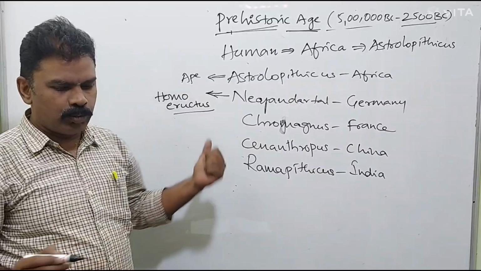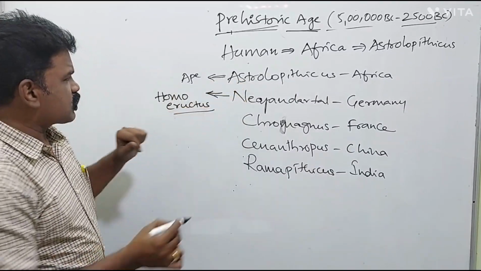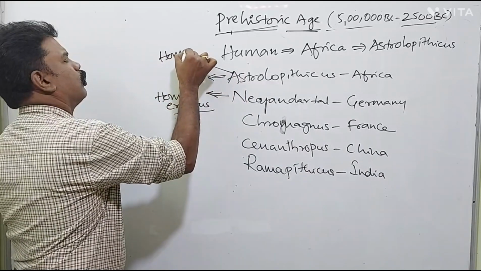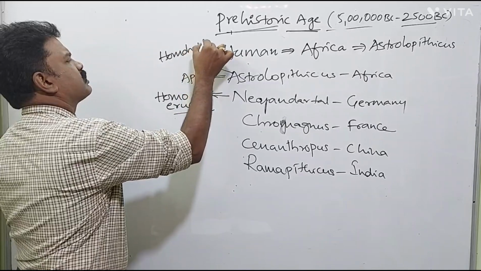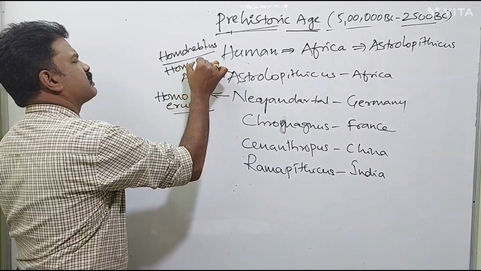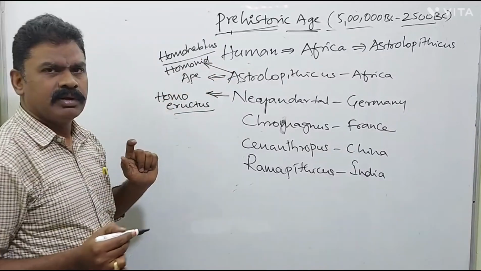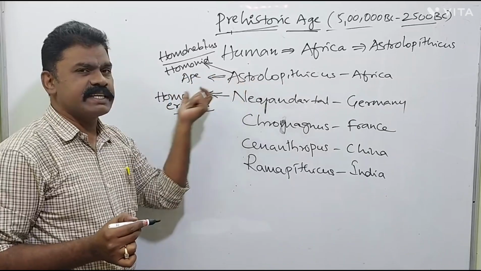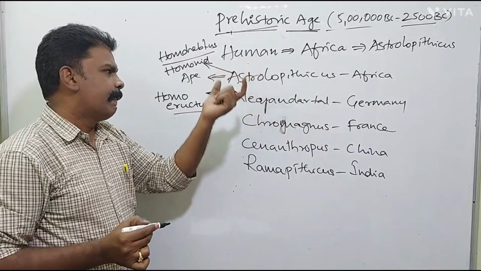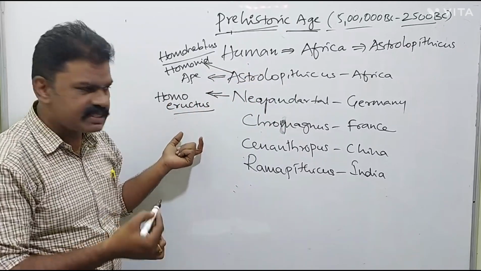Neanderthal people are the Homo erectus. These Australopithecus were the Homo habilis, or they were also called hominids. Hominid means a tailless ape. The tailless ape started from the Australopithecus. By the time of the Neanderthal, Homo erectus existed.